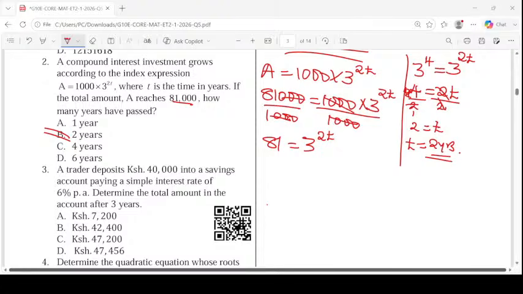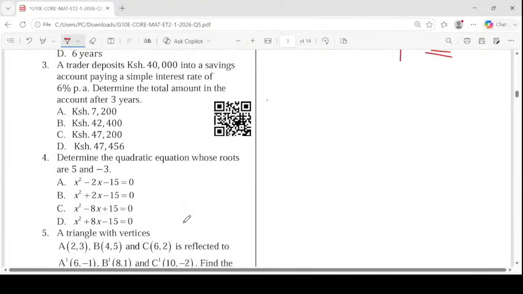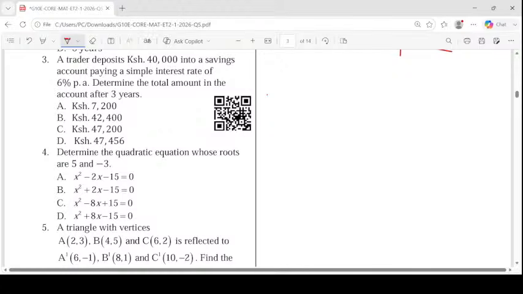Let us look at question number 3, ladies and gentlemen. In question number 3, a trader deposits 40,000 shillings into a savings account, paying a simple interest at a rate of 6% per annum. Determine the total amount in the account after 3 years.